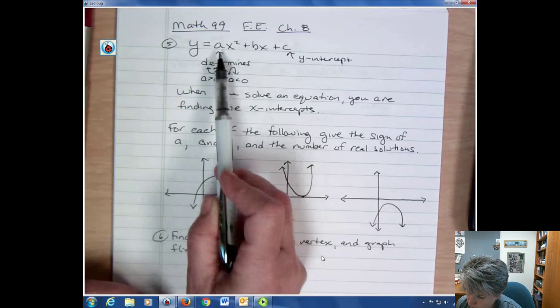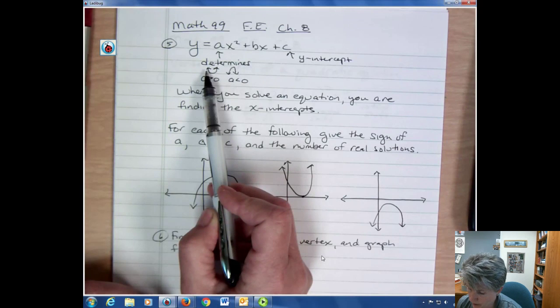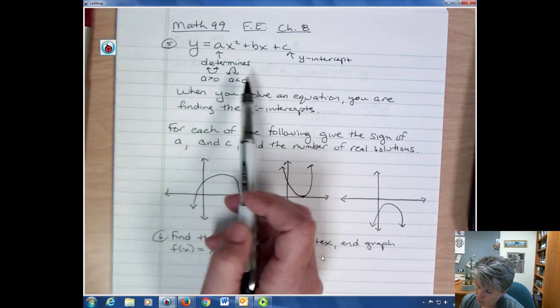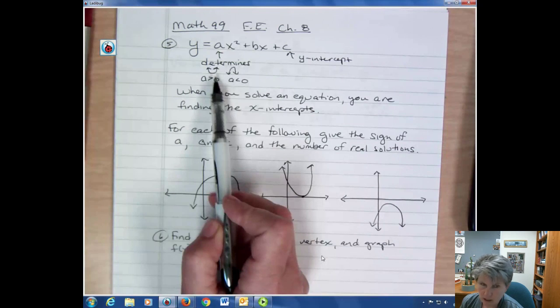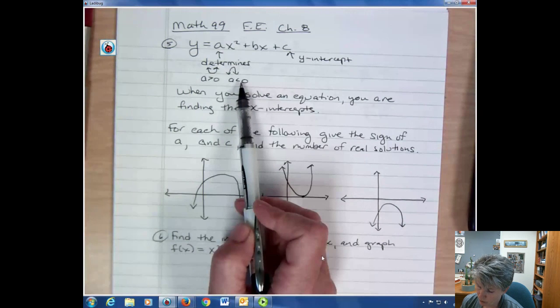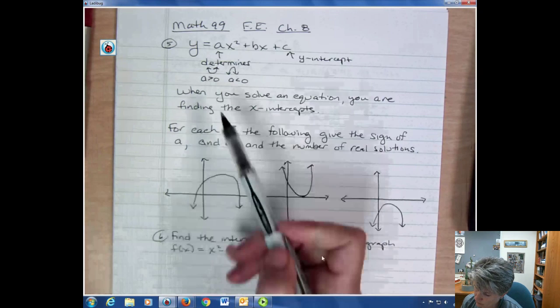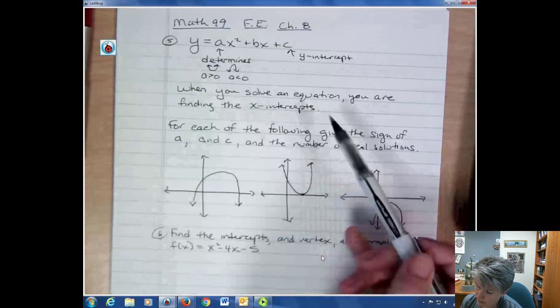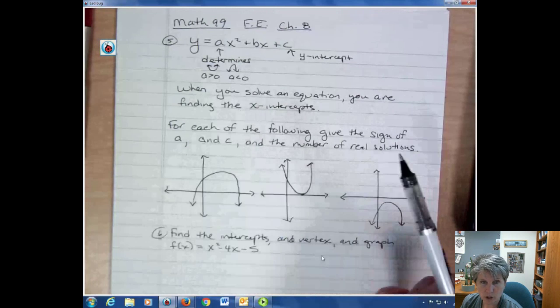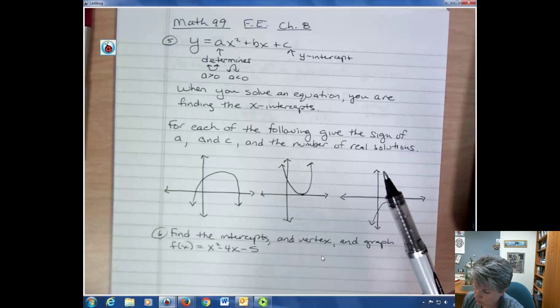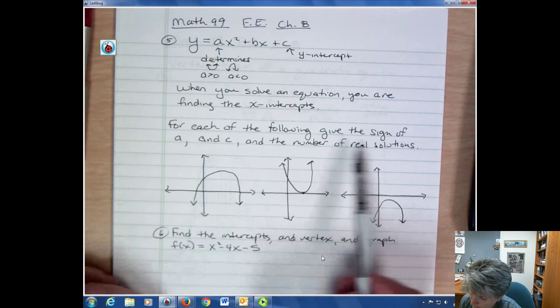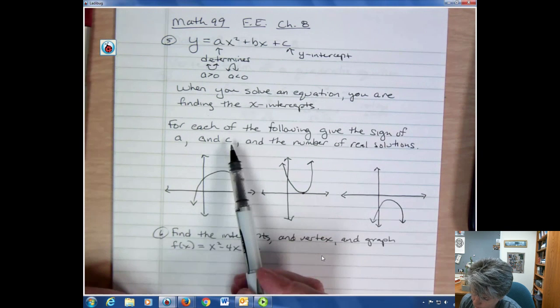A determines whether your quadratic equation opens up or down, your parabola. If A is greater than 0, it opens up. If A is less than 0, it opens down. In other words, positive is up, negative is down. And if you were to solve this equation, you're finding the x-intercepts. That's where it crosses the x-axis. So for each of the following, give the sign of A and C and the number of real solutions.